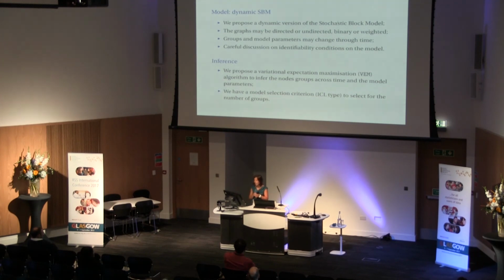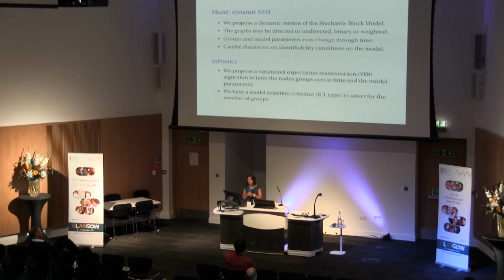So here, the graphs may be directed or undirected, the same for me. They can be binary or weighted, okay? You can have different kinds of information on the interactions. And the groups can change through time, that's the goal, but they are not mandatory to change. And we also allow the parameters to change through time. So the parameters of each model can be specific to the time point you're looking at. And this is a bit tricky, so what we've done is carefully discuss identifiability conditions on the parameters for this to be possible, okay?